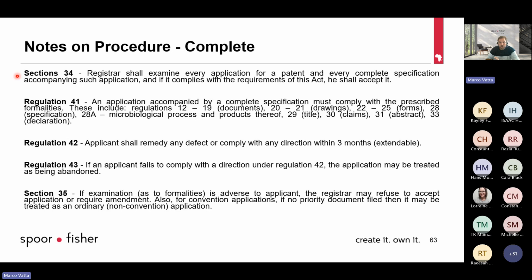However, there are no other provisions, there's no regulation in place as to how that examination should be conducted, what are the procedures relating to substantive examination, the various timelines applicable to it, any opposition that might be available to an applicant, opposition to grant. No such provisions are provided for in the Act or the regulations.